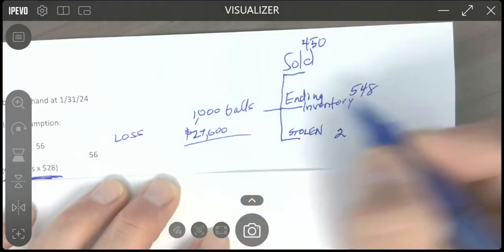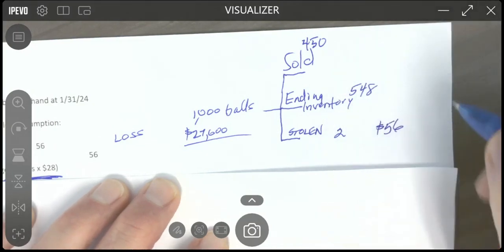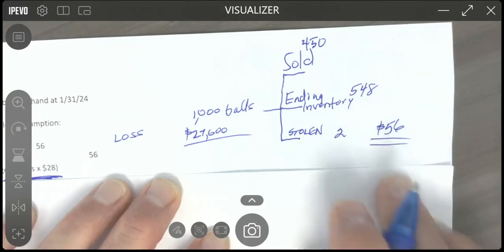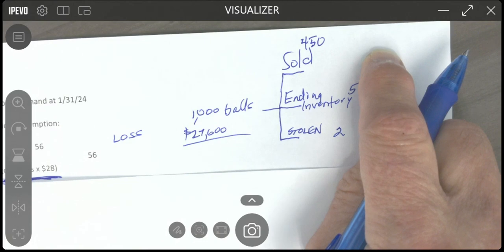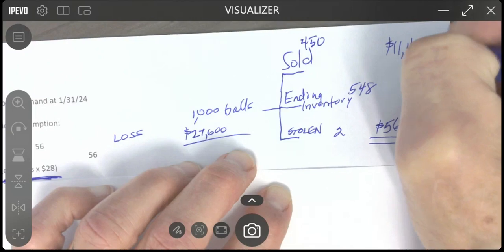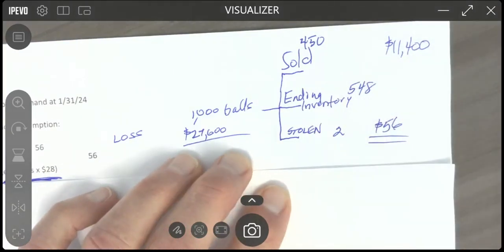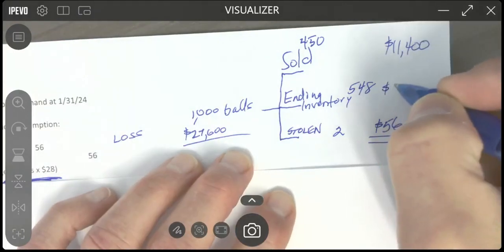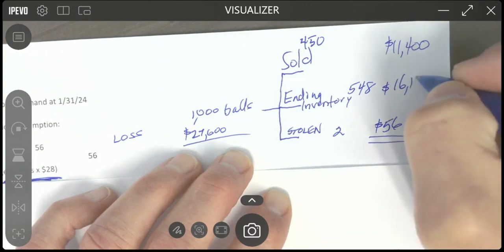And so the 27,600, 56 is allocated to stolen, 450 sold, would be that same 11,400. And then ending inventory, rather than 16,200, would be 16,144.